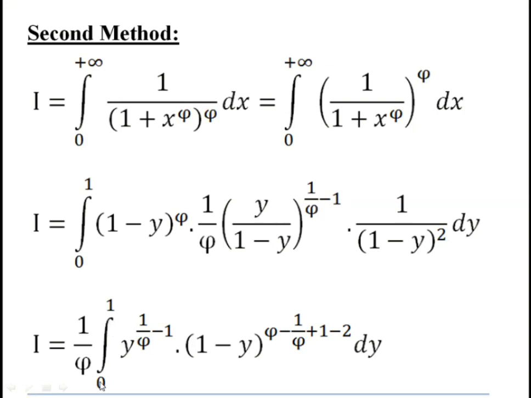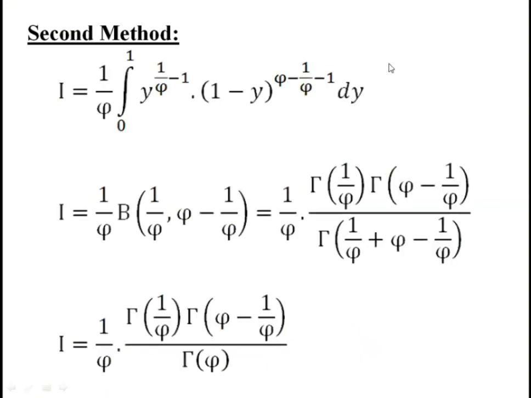So I becomes 1 over 5 integral from 0 to 1, y to the power 1 over 5 minus 1 multiplied by 1 minus y to the power 5 minus 1 over 5 plus 1 minus 2, which is minus 1. Then I becomes the integral from 0 to 1 of this term multiplied by 1 over 5. This is the beta function, sorry. I equals 1 over 5 multiplied by beta of m, n, such that m equals 1 over 5, and n equals 5 minus 1 over 5.